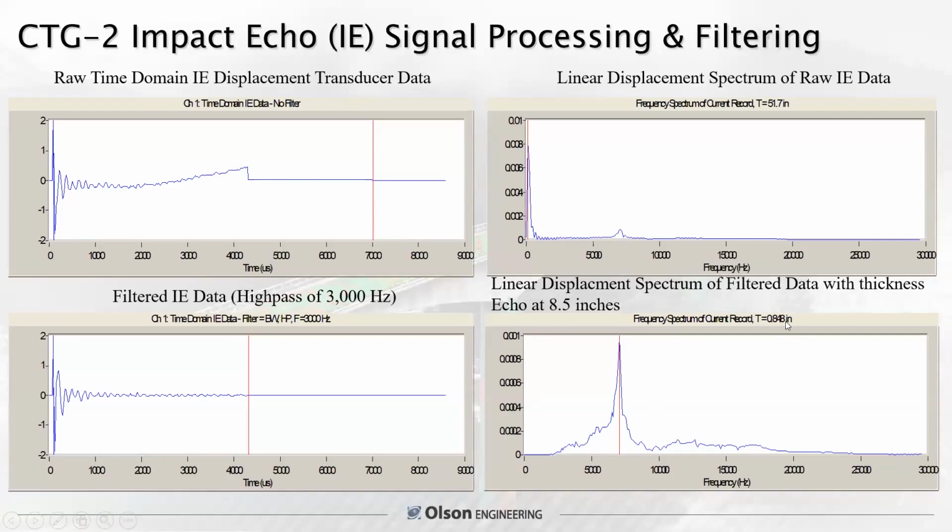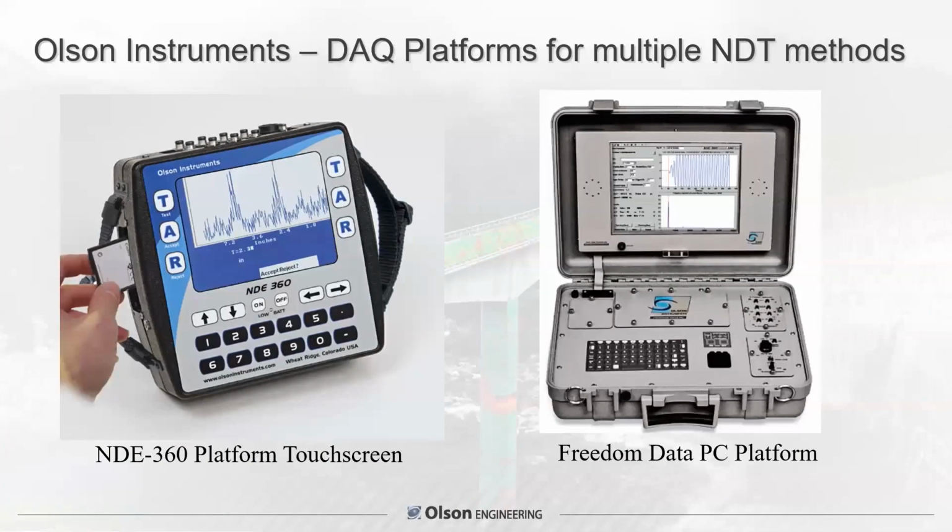That's the resonant echo front to back. So we also have platforms that can do more than one test. The NDE 360 is a touch screen with a compact flash. It'll do almost 10 tests or so of foundations, structures and pavements, impact echo and surface waves and pulse velocity.